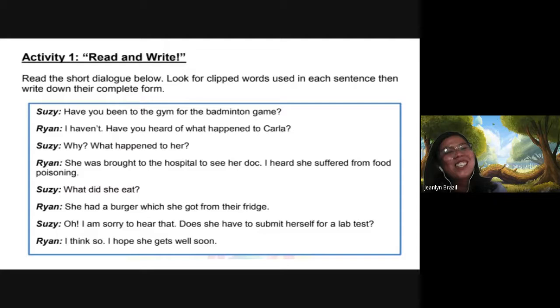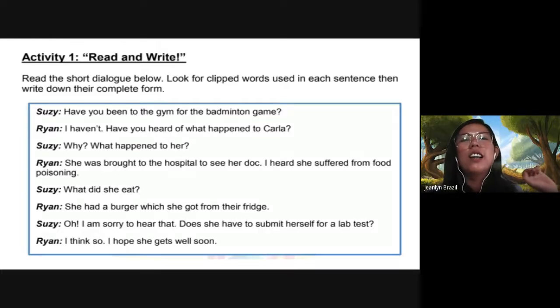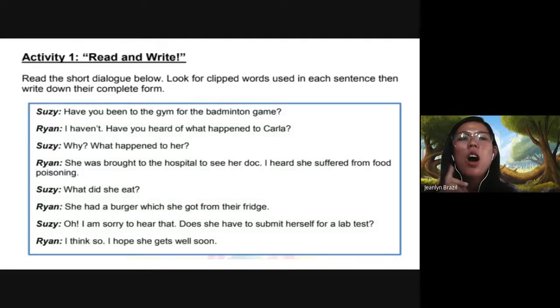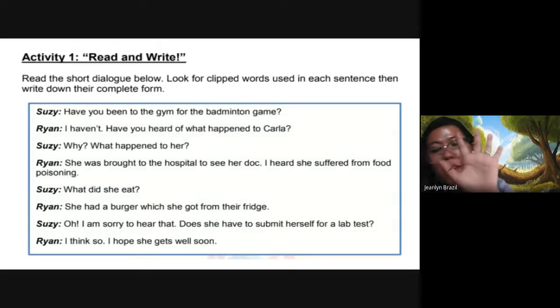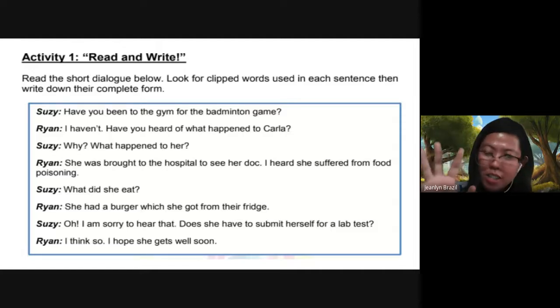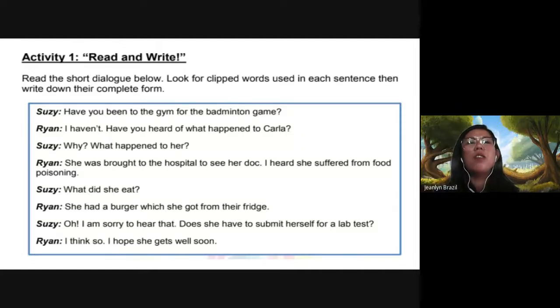Okay, congratulations, kids. You really did a good job. So now I will give you 2 minutes to answer the question. Identify the clipped words. We have 5 clipped words here. And the second instruction is to write the complete or original word of that clipped word. So we have 5 clipped words and we have 5 complete or original words. Okay? I will give you 2 minutes to answer that question. Your time starts now.